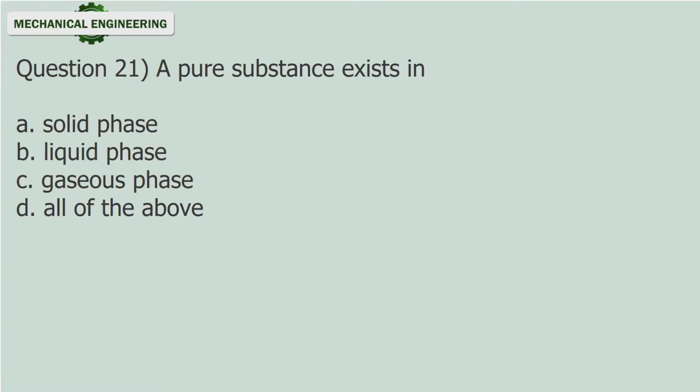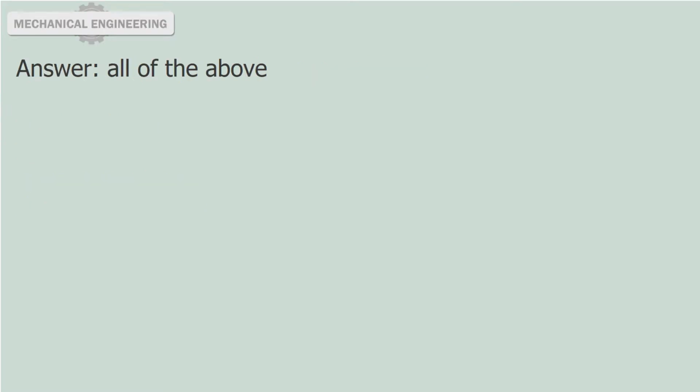Question 21. A pure substance exists in A. Solid phase. B. Liquid phase. C. Gaseous phase. D. All of the above. Answer: all of the above.